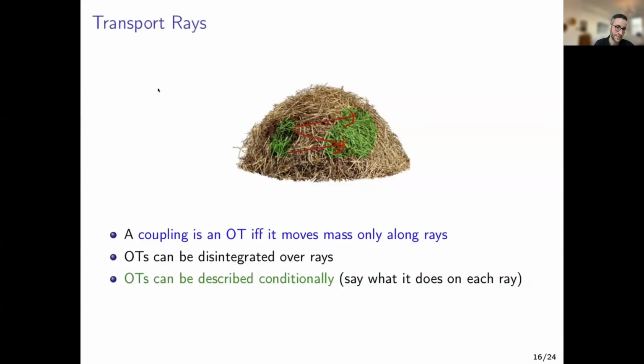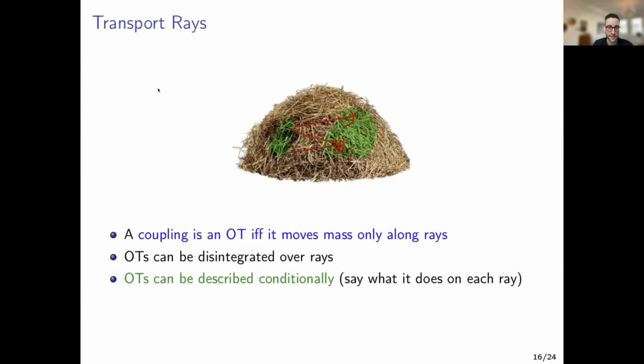So it's a result that a coupling is an optimal transport if and only if it moves mass along rays. So as long as you pick up mass within a ray and deposit it inside the same ray, and you're a coupling, then you're necessarily optimal. Okay, another fact I'm going to use is that we can disintegrate optimal transports over rays.